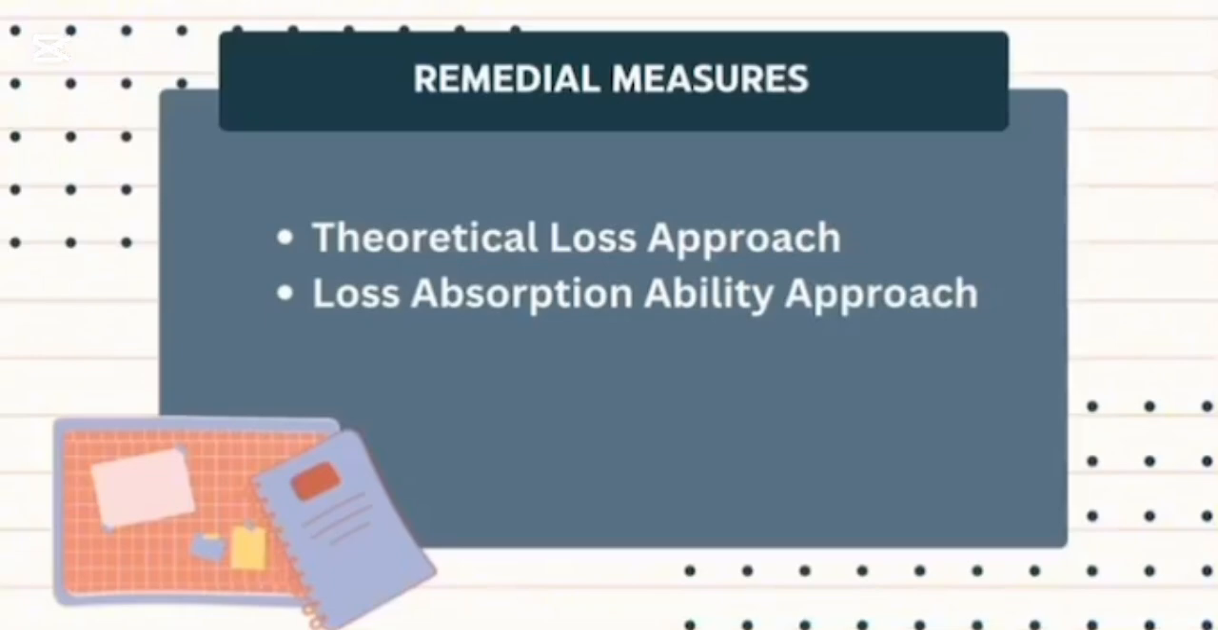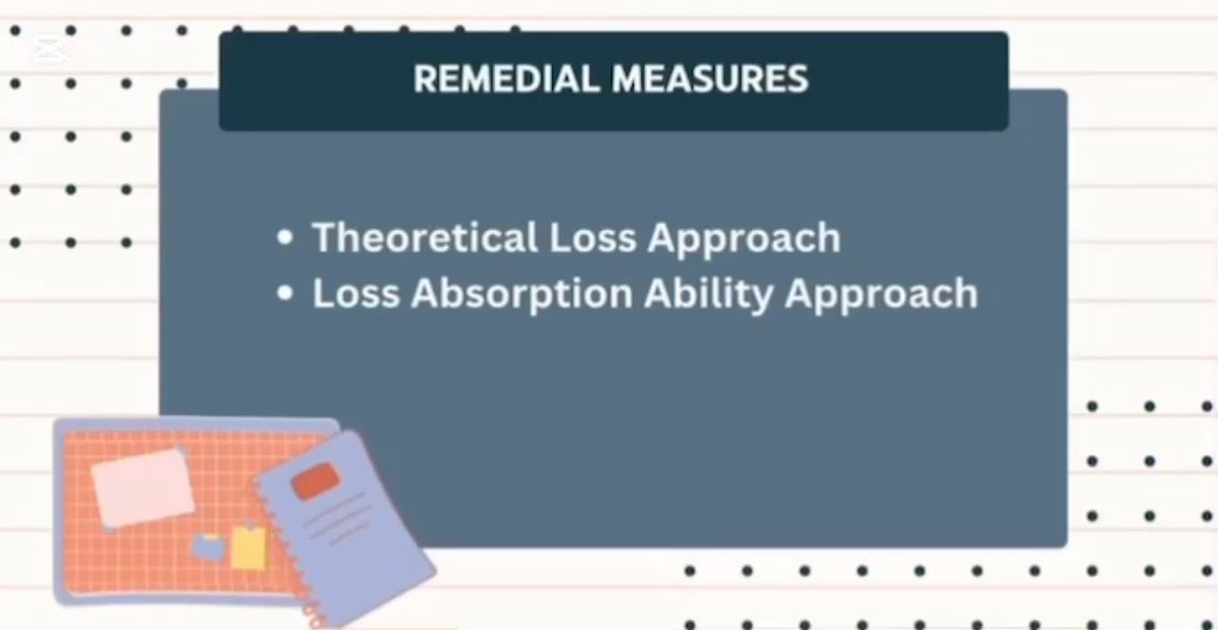Remedial measures. Theoretical loss approach. In accounting, this estimates potential losses on financial assets based on credit risk, unlike the incurred loss model, which recognizes losses only when they are probable. This approach anticipates future losses at the time of asset acquisition, promoting proactive financial reporting and enhancing stability.